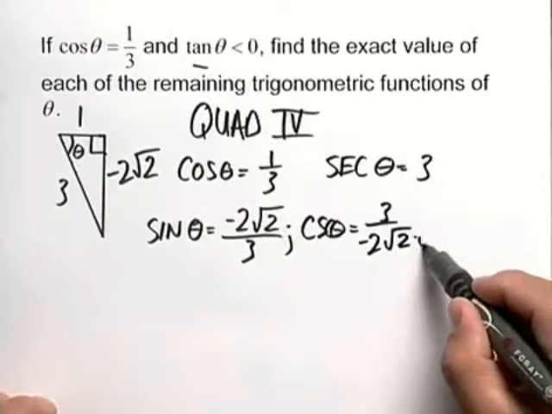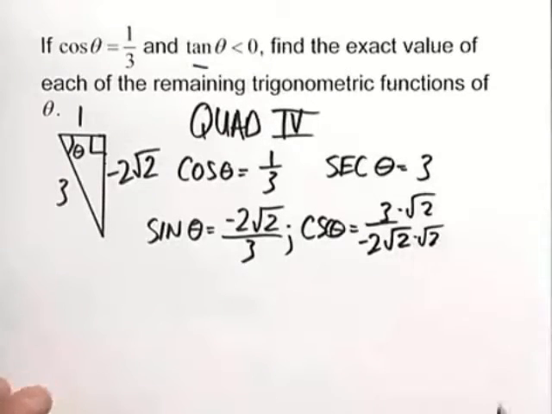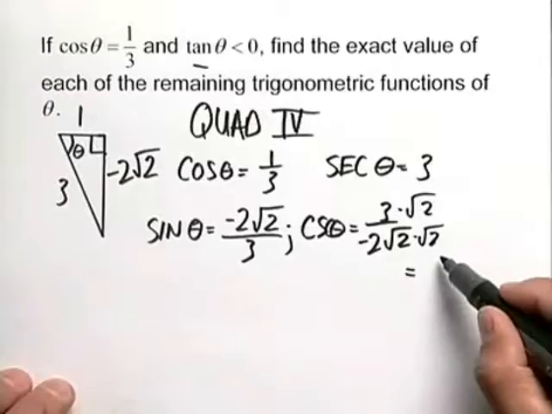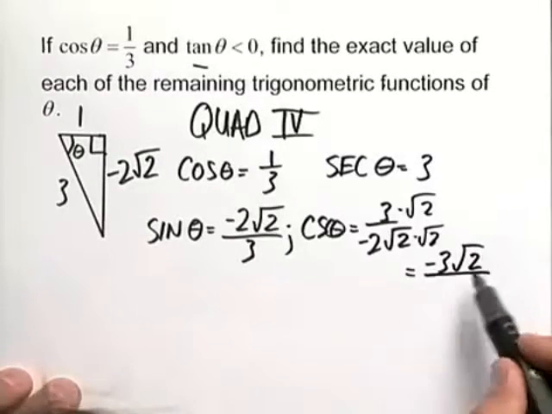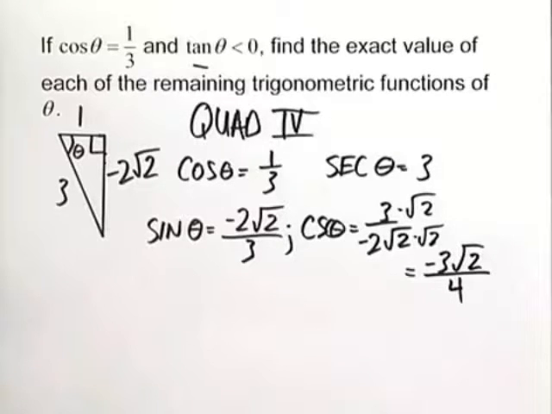We want to make sure and rationalize this by multiplying top and bottom by the square root of 2. And so from this, we'll come up with a value that looks something like -3 square root of 2, and that will be all over 4. Okay? Now all we need is the tangent.